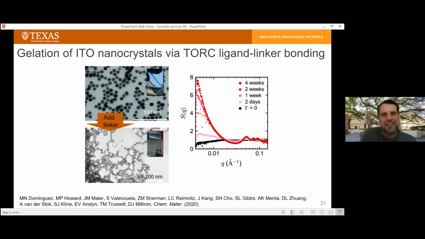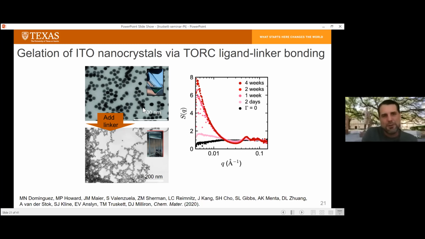On the left-hand side, micrographs. On the right-hand side, structure factors coming from small angle X-ray scattering. The idea is that at low linker concentrations, you have a flowing clear liquid, and then you add linker and the liquid gels. So it becomes solid-like in its mechanical properties. You can turn the vial over and it doesn't spill out, and you start to see a linking structure form.